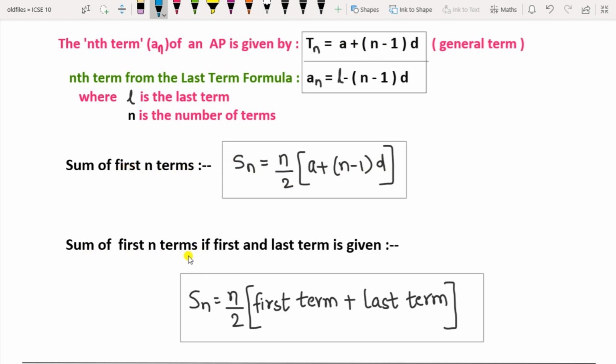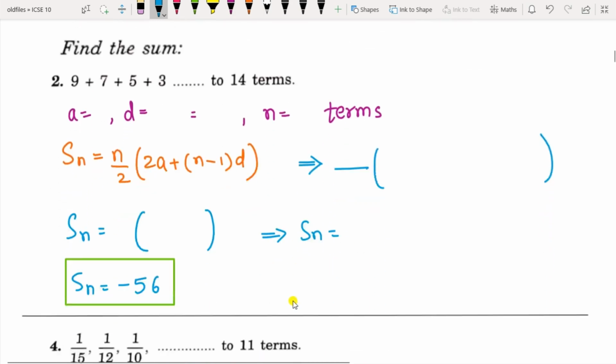Then the sum of the first n terms, if the first and the last term are given: if we know the first term and also the last term, then Sn equal to n by 2 times (first term plus last term). So these are the formulas that we are going to use in this exercise. There are 4 formulas. Let us start with the exercise.